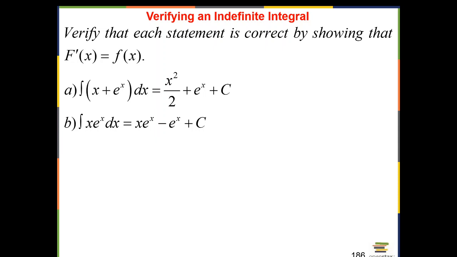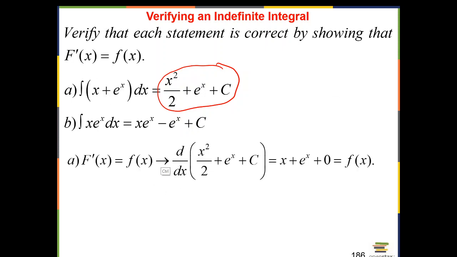So verify that each statement is correct by showing that F prime equals f of x. Okay, so here is the answer. Is this answer correct? Well, if this answer is correct, then the derivative of it has to be that. So we just take the derivative in A. Derivative of x squared over 2 would be x, right? So it's 2 times x squared over 2, which is x. Derivative of e to the 2x is e to the 2x. Derivative of c is 0. So what do we get? We get what we have here, so it's correct, right?